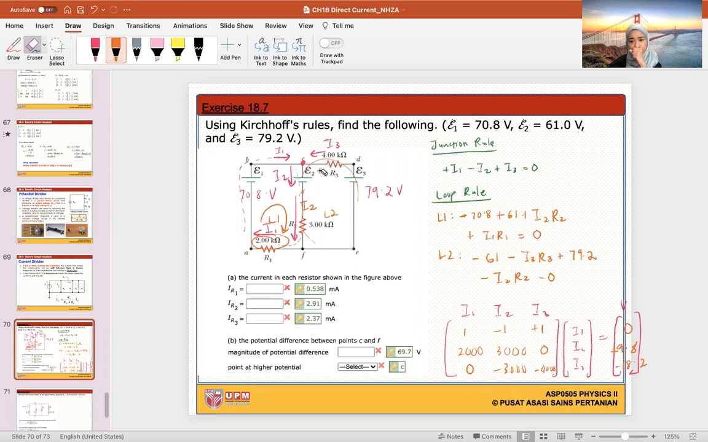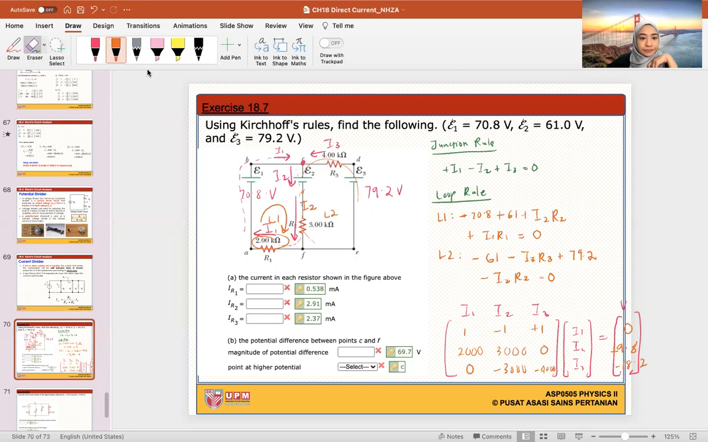And then 79.2. 70.8, 61, 79.2. This one is 61. Okay, so that is right. The other equations should all be correct. What is wrong here? Okay, let me check the equation. So the junction rule equation: I1 goes in, I2 goes out, I3 goes in, equals 0. 1 minus 1, positive 1 equals 0. Okay, the first one is correct.